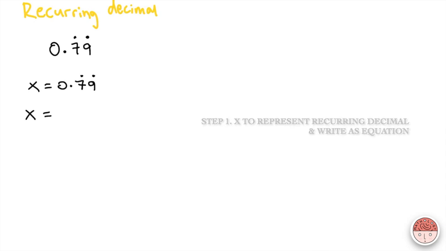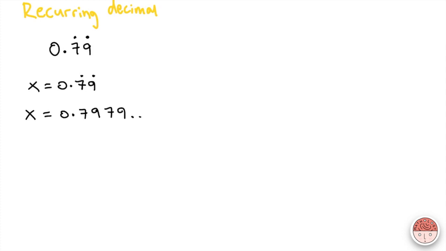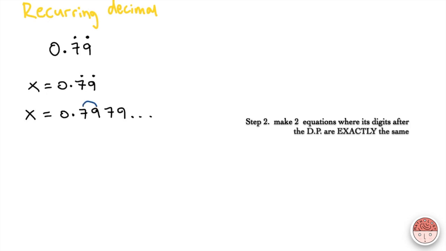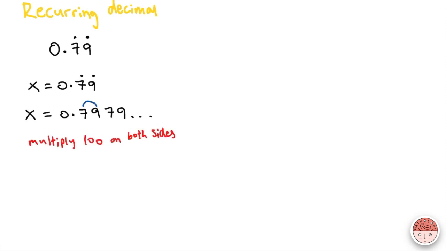I suggest writing it in its full form without the dots above, because it makes it easier to recognize the pattern, like this. We want to find two recurring decimals that have exactly the same repeating digits after the decimal point, so that when we subtract them, we can obtain a whole number. We do that by shifting digits. Because the number of repeating digits is 2, 7 and 9, we need to shift the digits 2 places to the left. We would do this by multiplying by 100 on both sides of the equation.